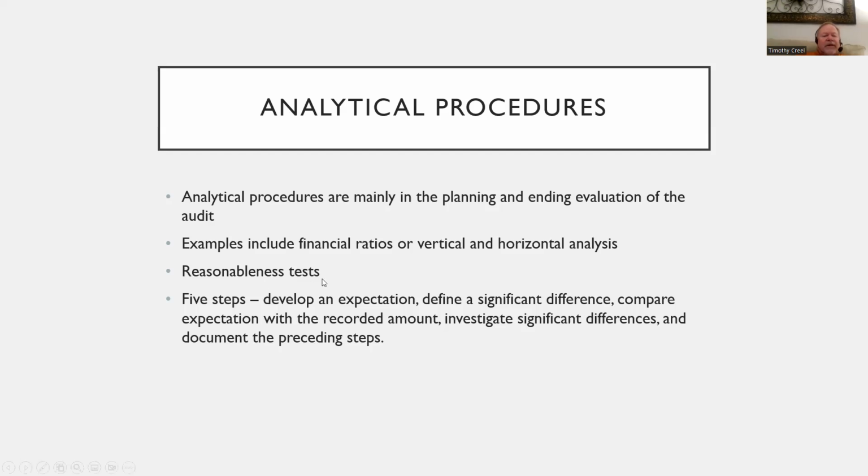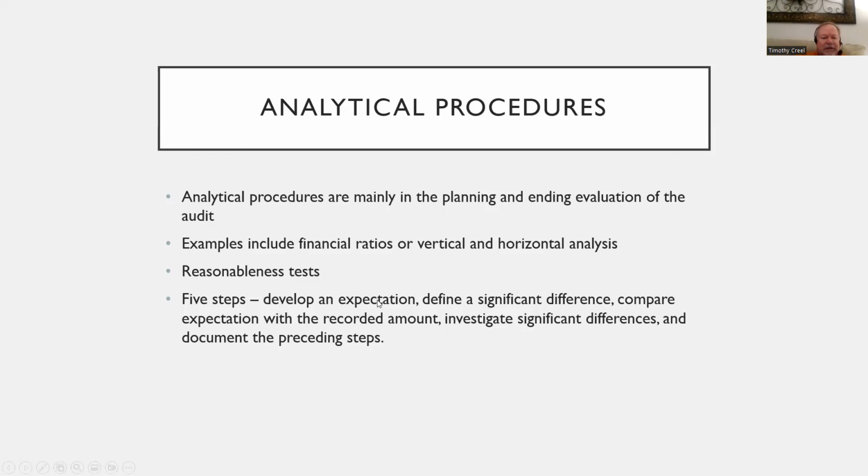Reasonableness test. This goes along with what I was saying a moment ago, in that we want to see whether the numbers have increased within reason or decreased within reason. If there's too much of a jump, then that would indicate something to look at. And the book talks about basically 5 steps as part of this process.